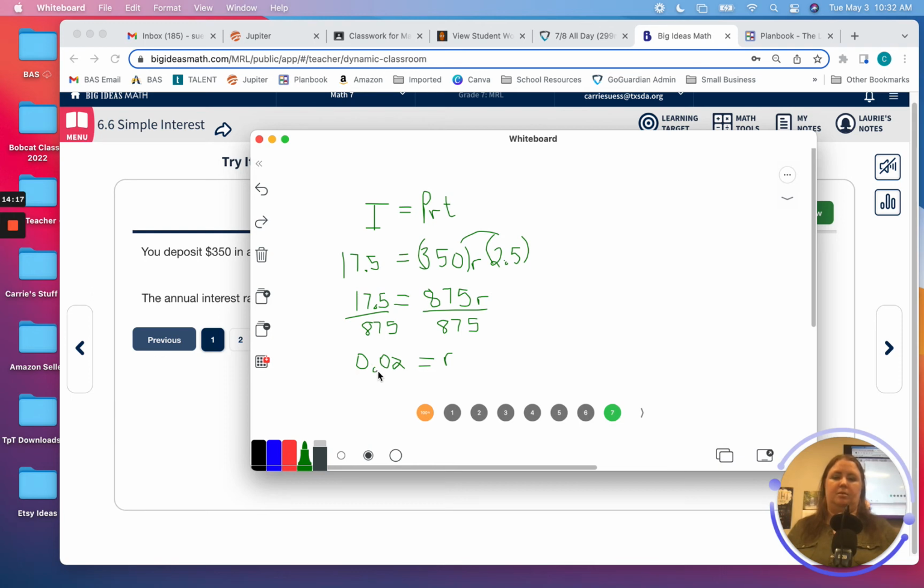Ugh, come on, decimal. Let's go. It looks like a nose. It looks like a C.